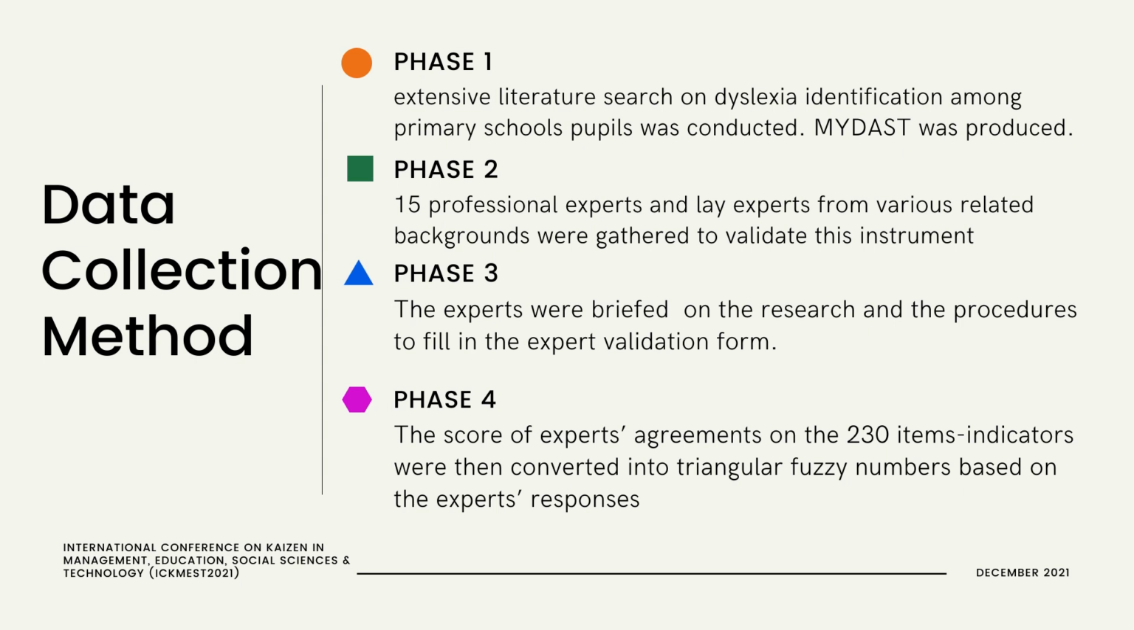In phase 4, the score of experts' agreements on the 230 items indicators were then converted into triangular fuzzy numbers based on the experts' responses, meaning they have to mention whether they strongly agree or quite agree and so on, and the last scale was strongly disagree.